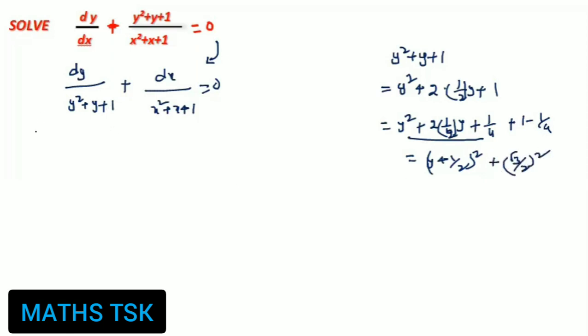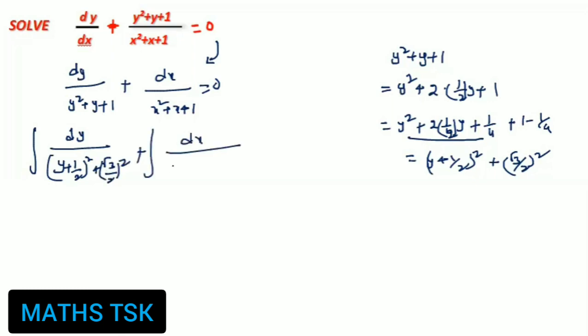Now come here, integrate on both sides, and then you replace y square plus y plus 1 with y plus 1 by 2 whole square plus root 3 by 2 whole square. Similarly, integration of dx by x plus 1 by 2 whole square plus root 3 by 2 whole square is equal to 0.